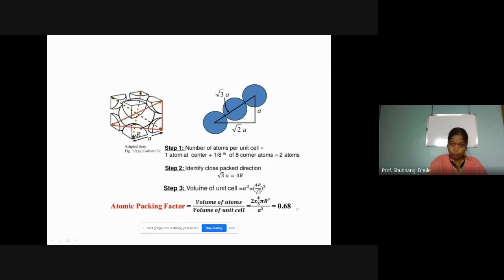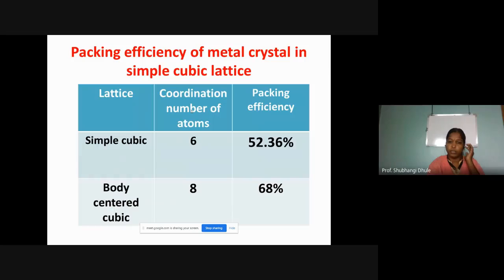So diagrams are important. Even if you go with this diagram, it is okay. Whatever is in the textbook, you can use that diagram to calculate the packing efficiency of the body centered cubic unit cell.